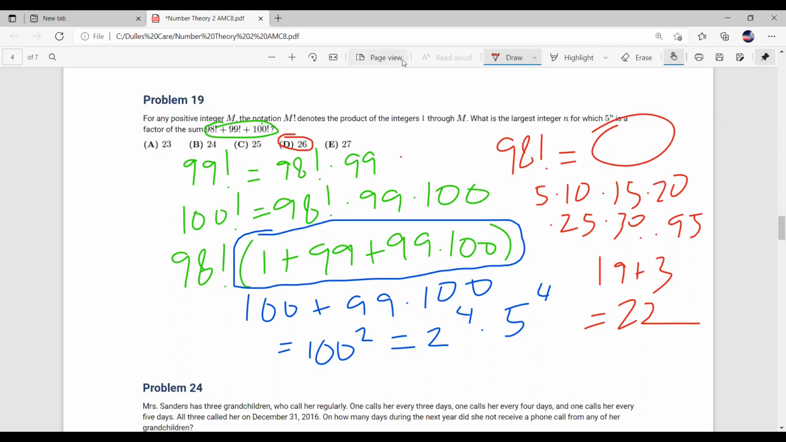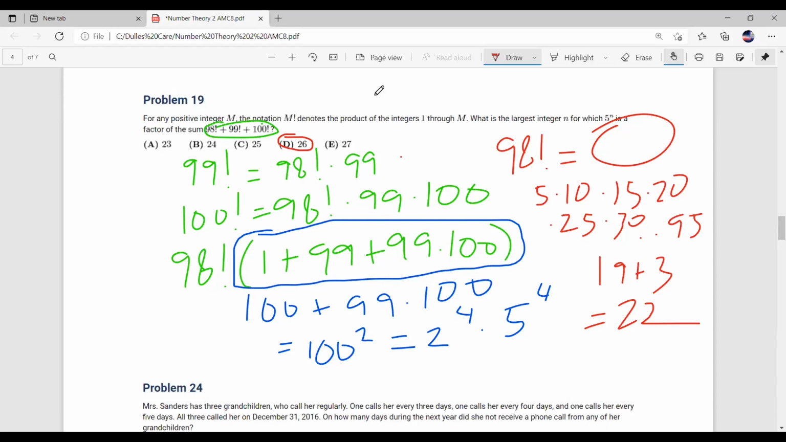All right, sure. So we have a positive integer m with the notation m factorial. That's basically factorial, right? 1 times 2 times 3 all the way to m. M factorial basically means the product of all integers between 1 and m inclusive. What is the largest integer n for which 5 to the n is a factor of 98 factorial plus 99 factorial plus 100 factorial? So what I did is rewrite 99 factorial as 98 factorial times 99, and I rewrote 100 factorial as 98 factorial times 99 times 100.